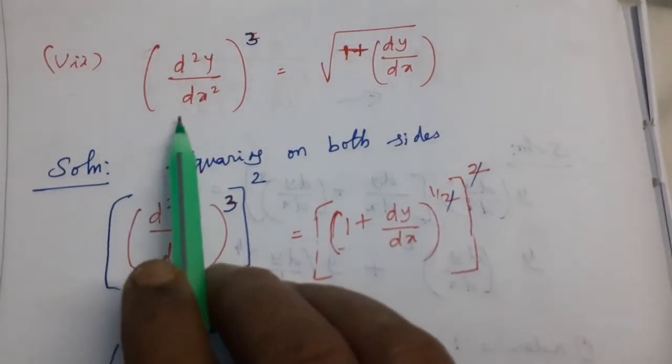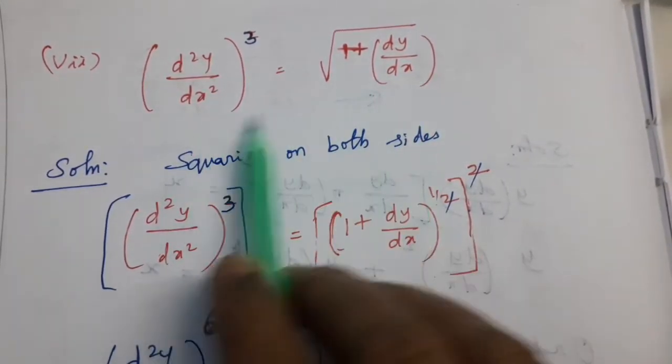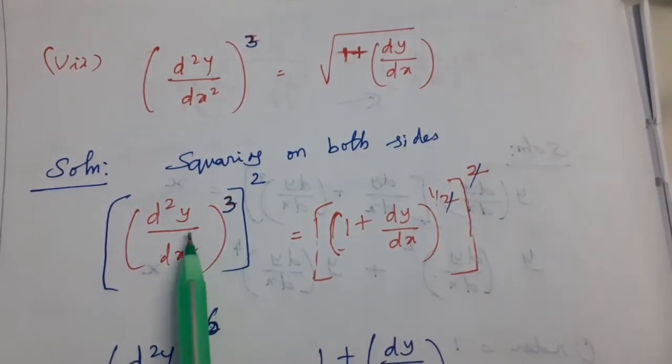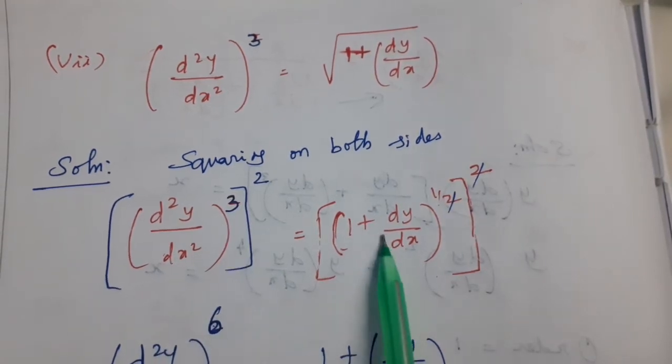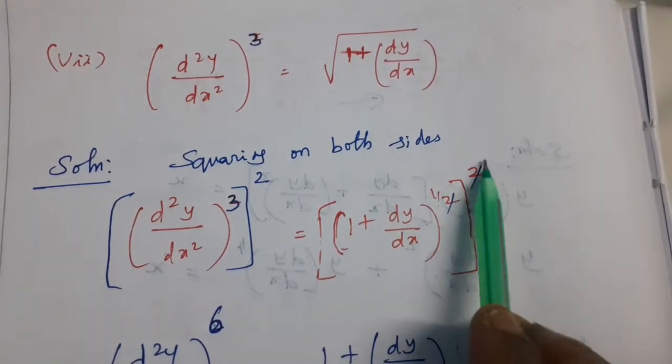See the seventh subdivision. d square y by dx square whole cube equals 1 plus dy by dx, under a square root. Again we want to remove the square root, so squaring on both sides. d square y by dx square the whole square gives power 3 into 2, which is 6. On the right, 1 plus dy by dx is a square root, meaning whole power 1 by 2. If you square it, the 2 cancels.